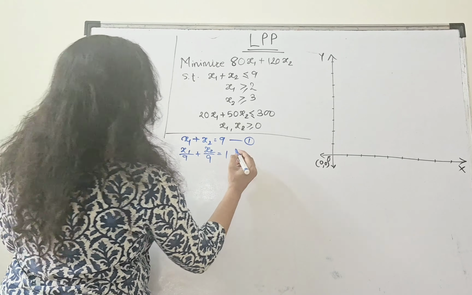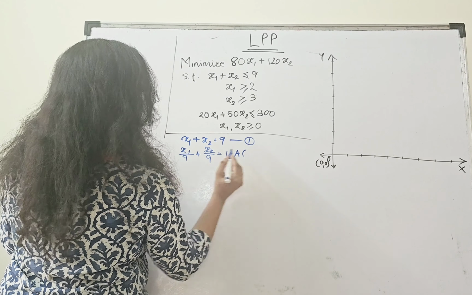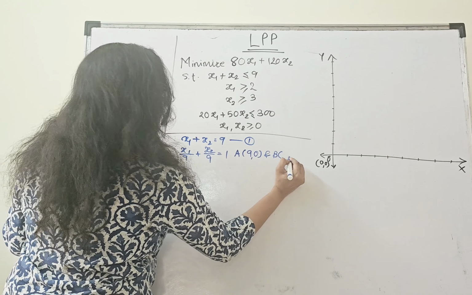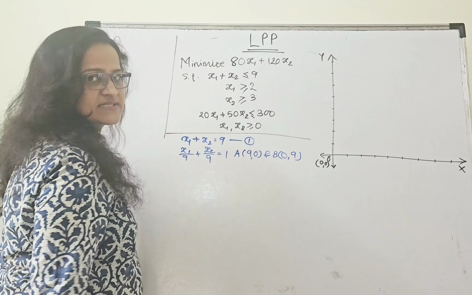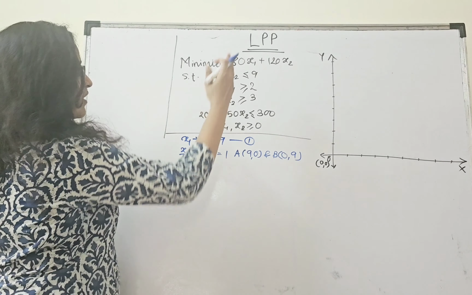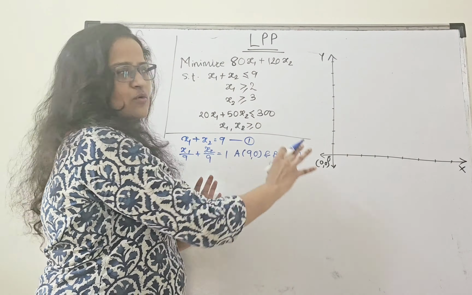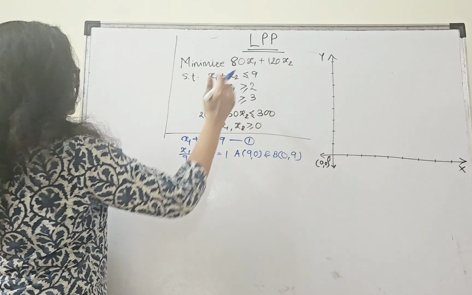So what are those 2 points? Say A is the point where x1 is 9 and x2 is 0, and B is the point where x2 is 9 and x1 is 0. Yes, easy. We will plot these points a little later. First we will just figure out all the coordinates, okay? So the first equation is done.